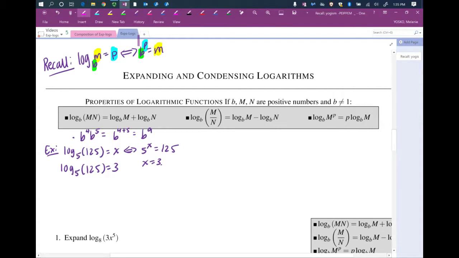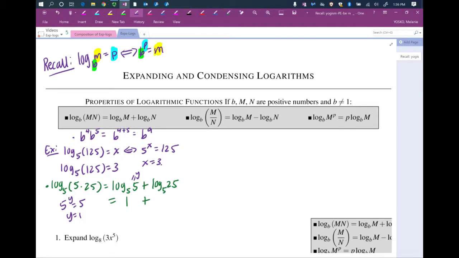So instead of writing log base 5 of 125, what if we wrote it a little bit differently? What if we wrote log base 5 of maybe 5 times 25? Well, using this property, that's log base 5 of the first piece in the product here, so log base 5 of 5, plus log base 5 of the back piece in the product, right? Well, log base 5 of 5 is equal to like y, right? So to undo that, you say 5 to the y equals 5. Well, that means y is 1.